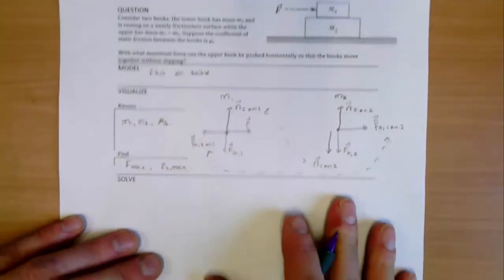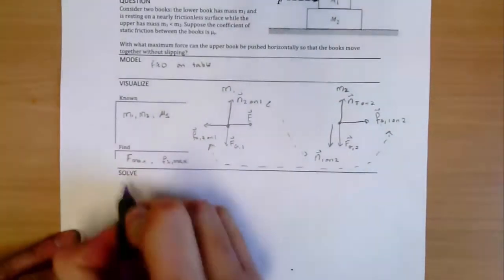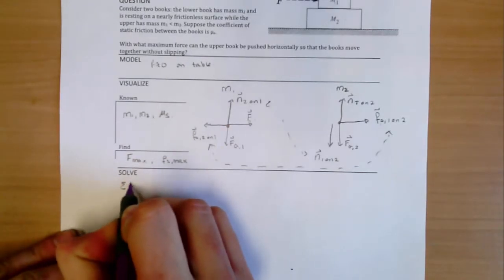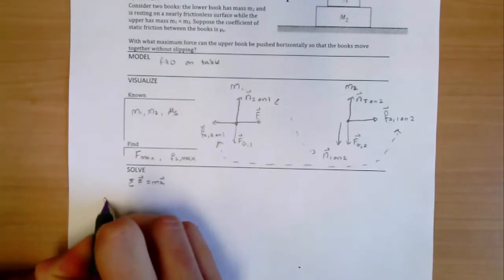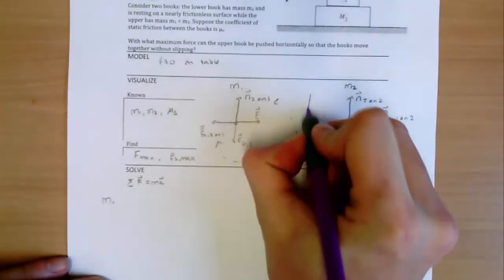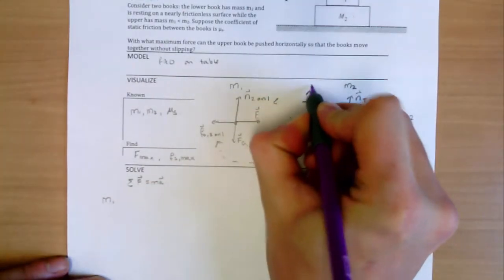Okay, so let's get started. To solve, we use Newton's second law, sum of the forces equals ma. We're going to do this for M1 first. Let me put a coordinate system. This is x, this is y.